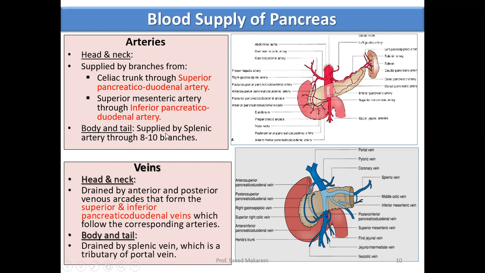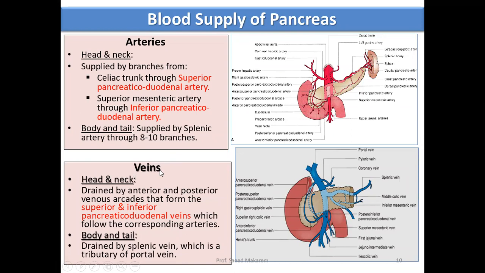Body and tail are supplied by the splenic artery through 8 to 10 branches. So the body and the tail are supplied by the splenic artery, which is on the superior border of the pancreas. It will supply the body and the tail of the pancreas.